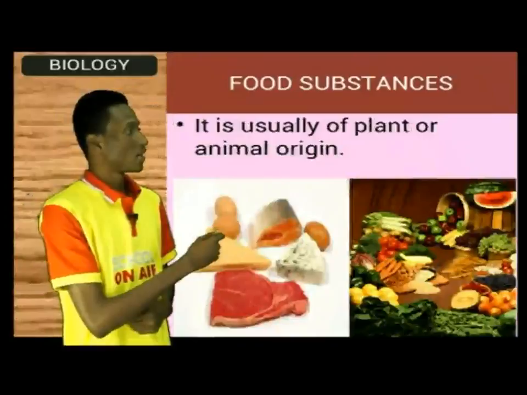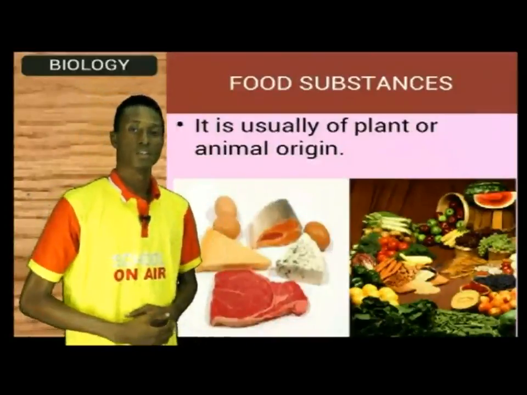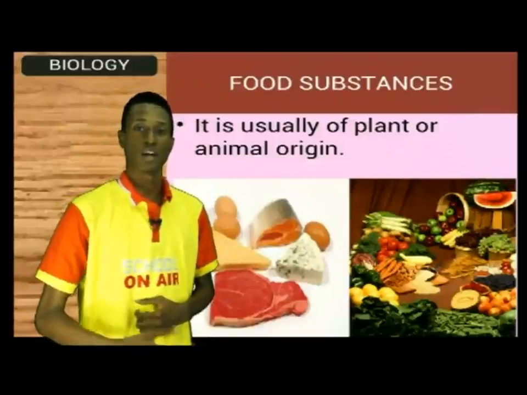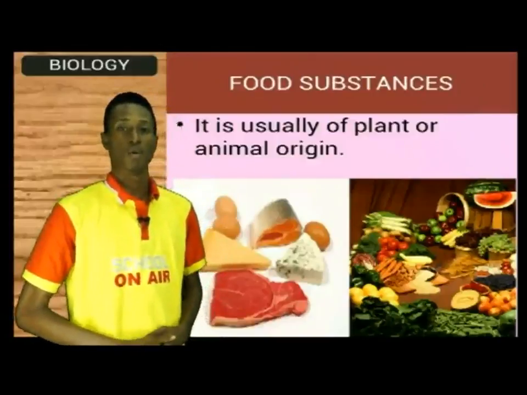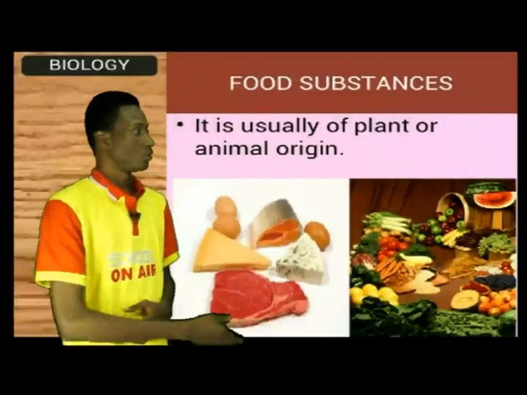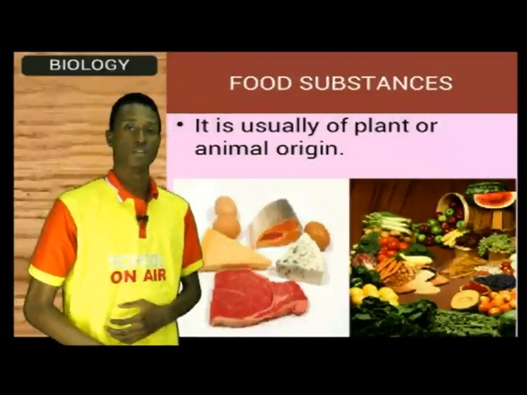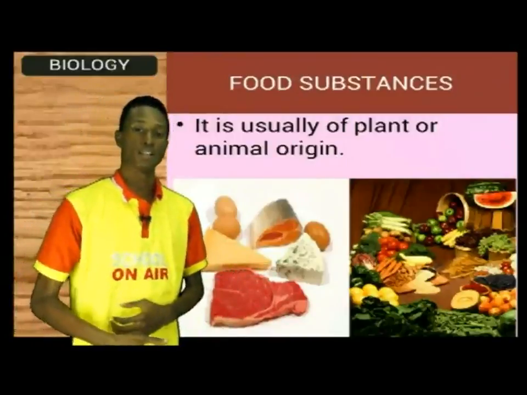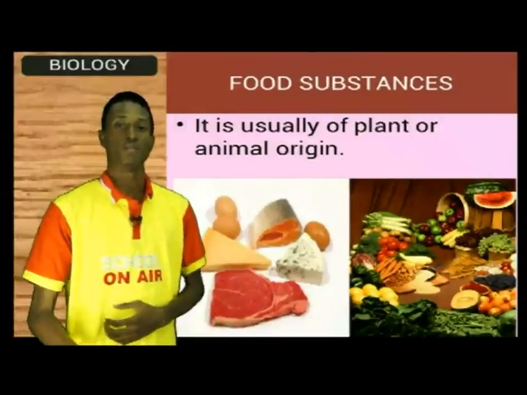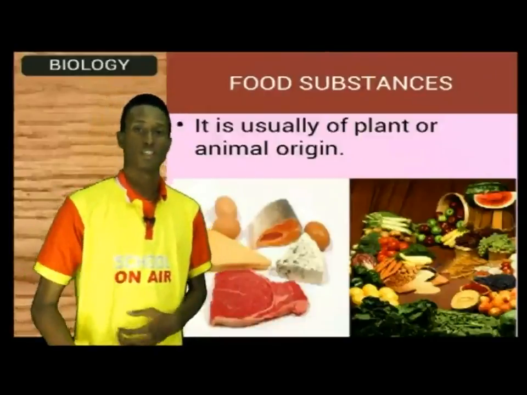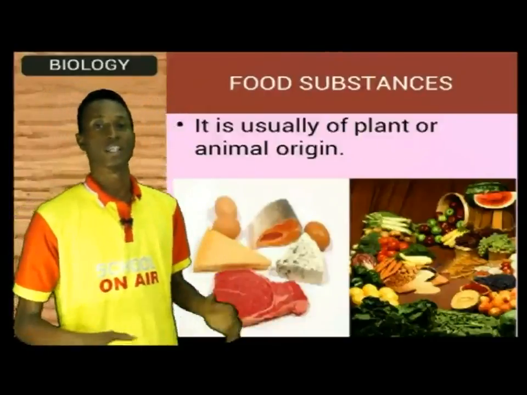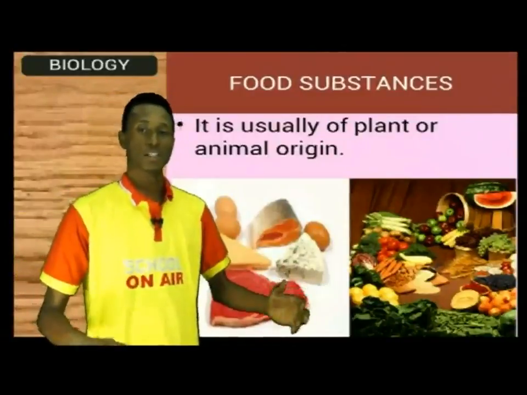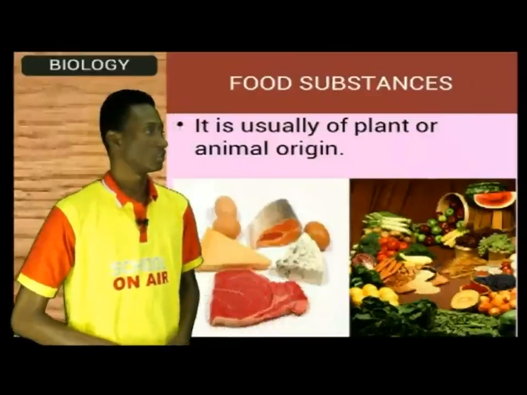Food substances are usually of plant or animal origin. If we consume meat, meat is from animals, even chicken and eggs are all from animals. But when we start eating vegetables, we know that these are plant origin foods. Vegetables, grains and legumes are from plants. Even rice itself is from a plant. Meat and fish are all animal origin types of food. So we have two categories of food: the plant origin type of food and the animal origin type of food.